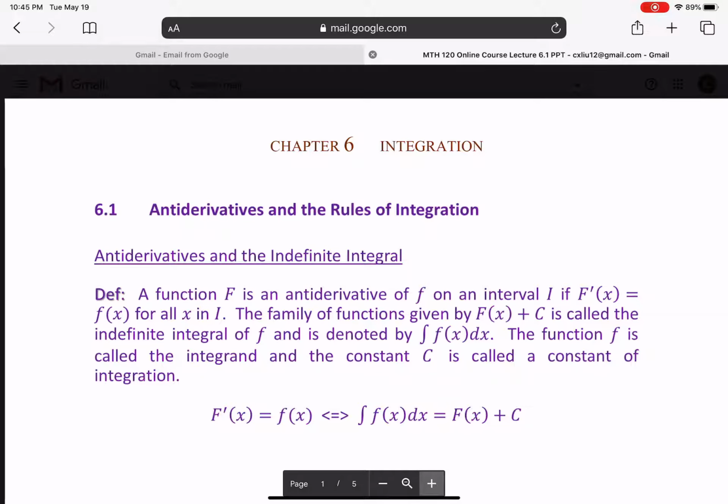An antiderivative is not unique. If you add a constant to capital F and take the derivative of that, you still get small f. So you get a family of antiderivatives. We call this family of functions given by capital F plus c the indefinite integral of small f, and it is denoted by this symbol. The function small f is called the integrand, and the constant c is called the constant of integration. So when you write capital F prime equal to small f, equivalently, you can also write the integral of small f equals capital F plus c.